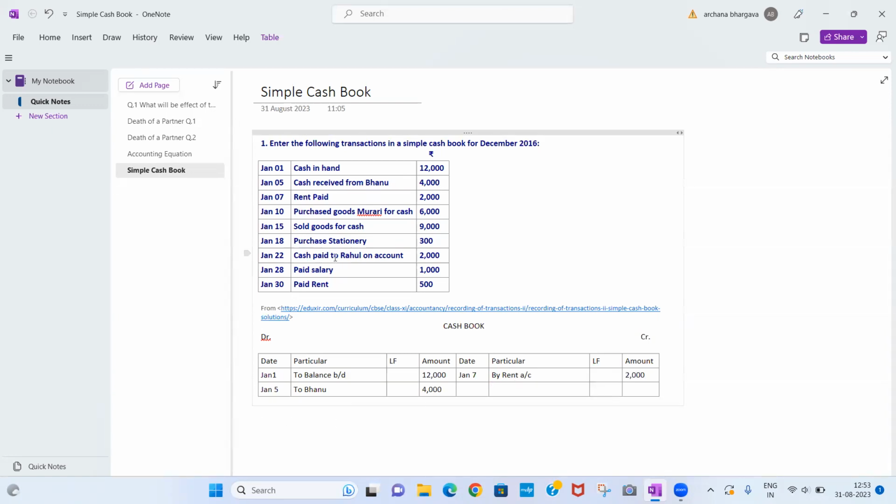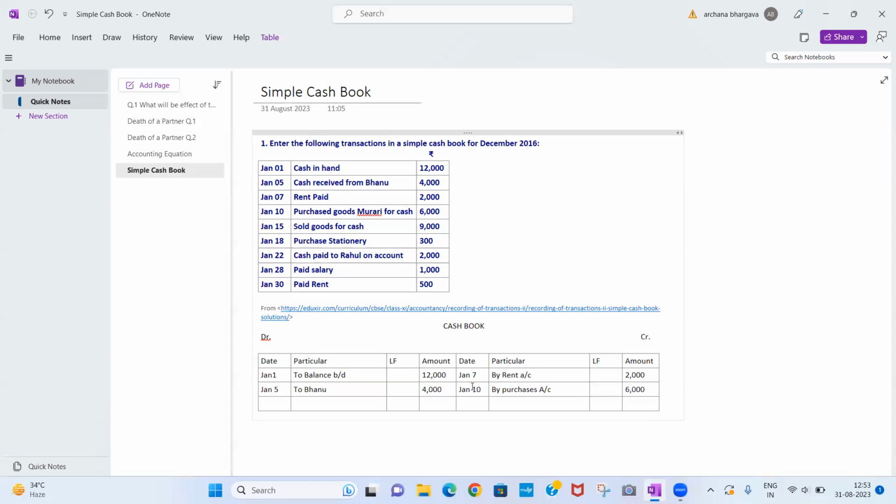Now, the next transaction of January 10 says purchase goods from Murari for cash. So basically, it's a cash purchase. The goods are purchased in cash, so cash is going out. So again, on the credit side, January 10, we'll write down the date. And now the cash is moving out because of the purchases. Purchases account, and the amount of the cash purchases is 6,000 rupees.